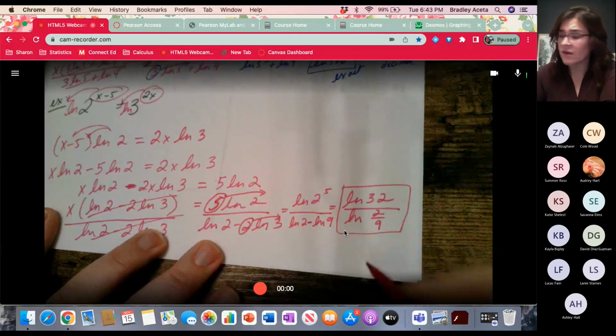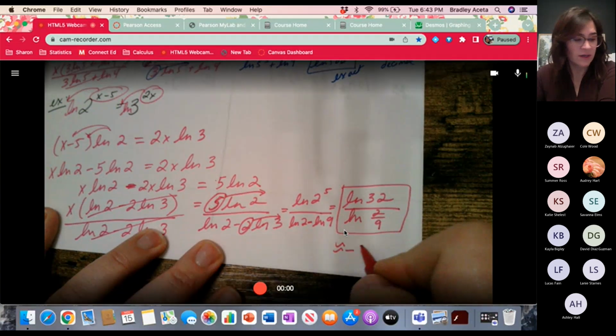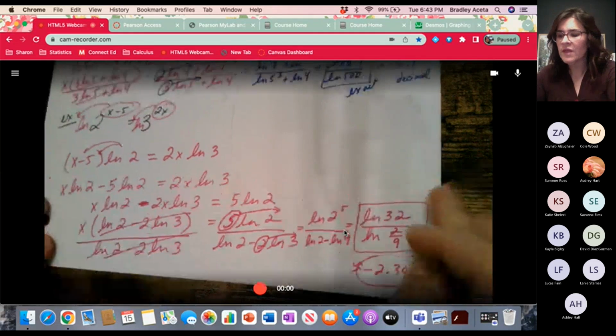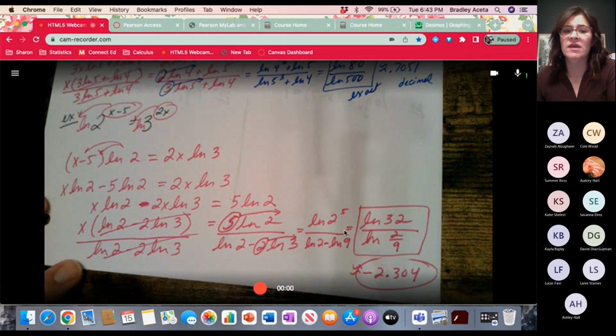And then you can punch that in your calculator. And I'll just tell you what I got. I got negative 2.304. But do you see the process? It's literally the same thing.